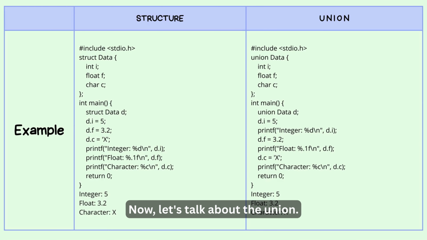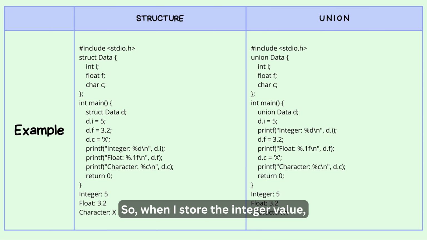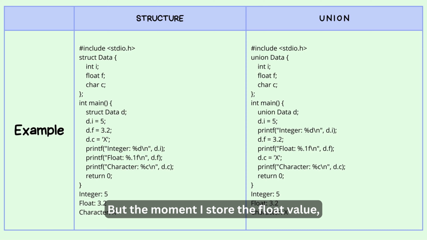Now let's talk about the union. In a union, all members share the same memory location. So when I store the integer value, it is saved. But the moment I store the float value, the integer value is overwritten. And when I store the character value, it again overwrites the previous one.